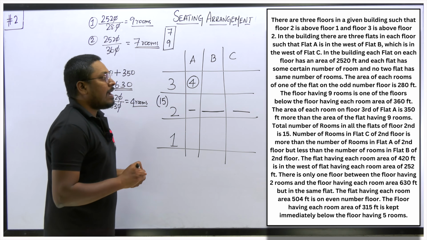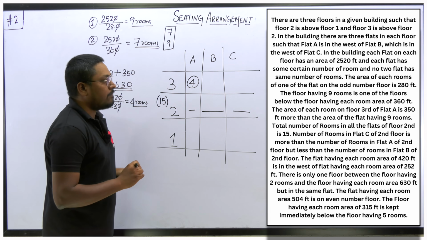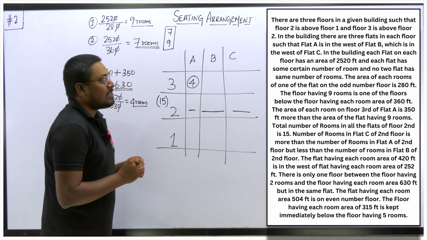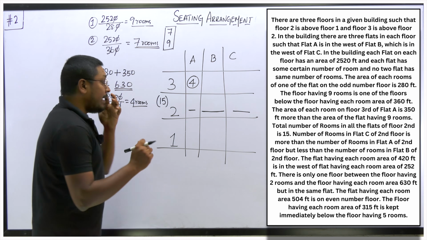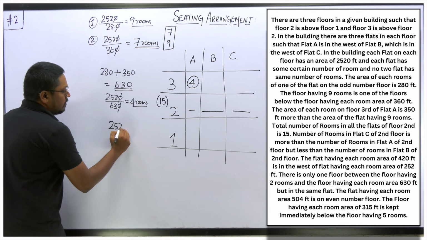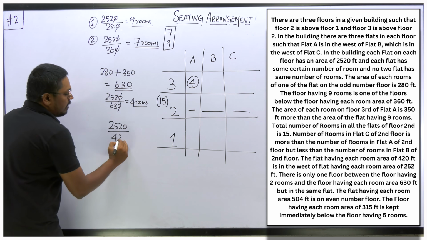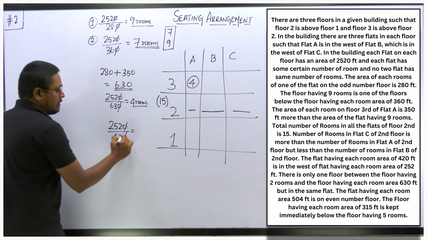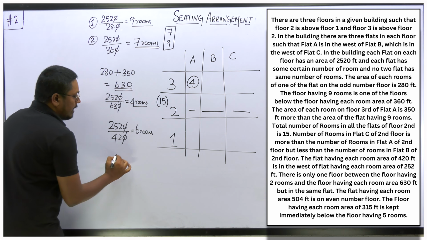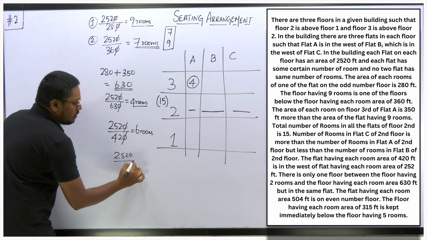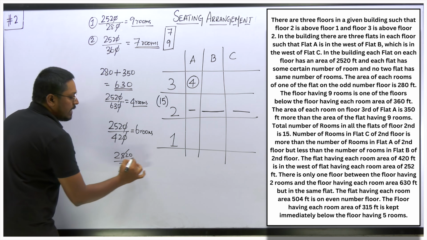So the flat having each room area of 420 feet is in the west of the flat having each room of 252. So 2520 divided by 420 gives 6 rooms. And each room of 252 means 2520 divided by 252, which is 10 rooms.